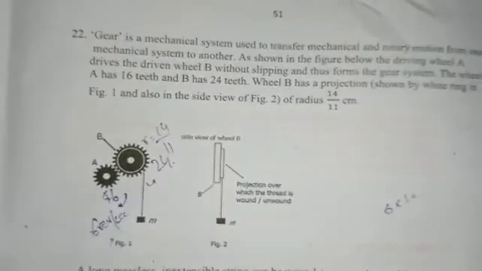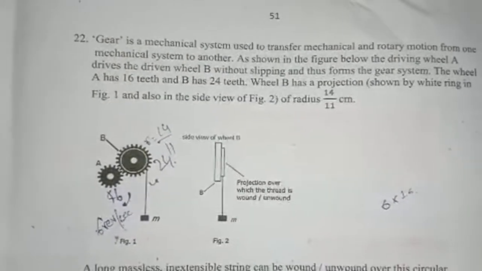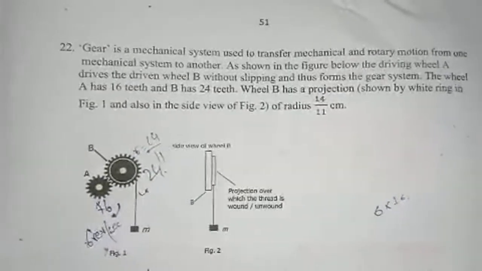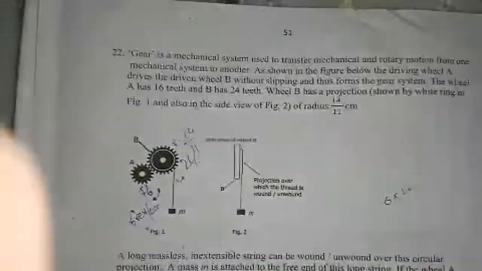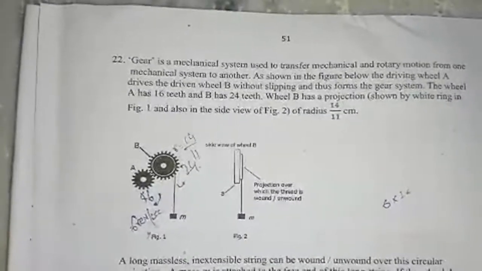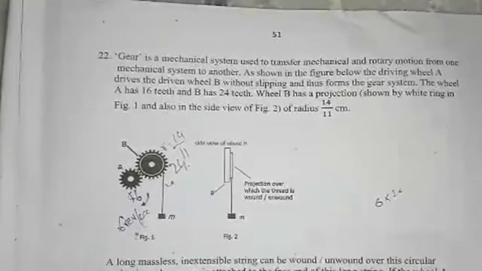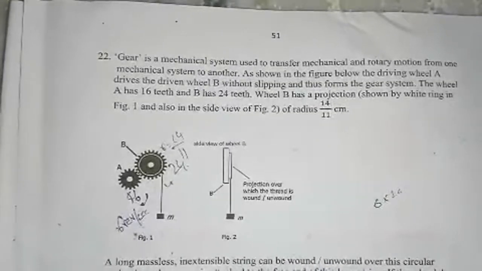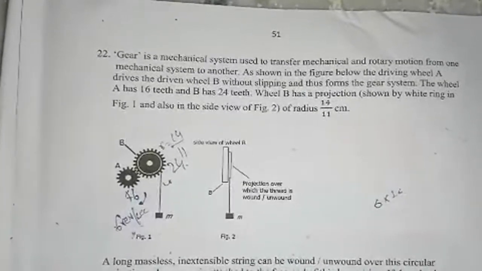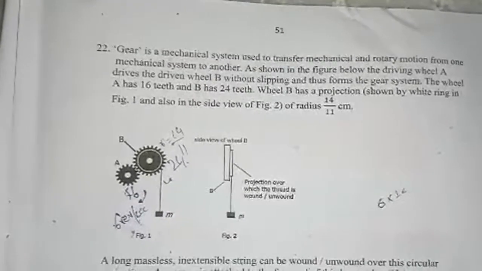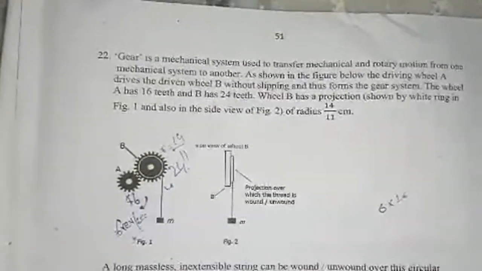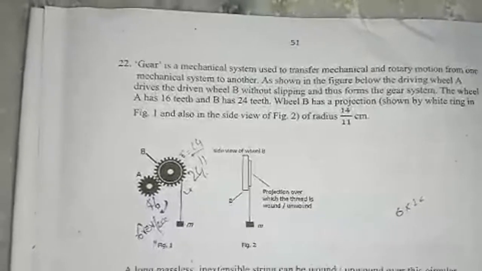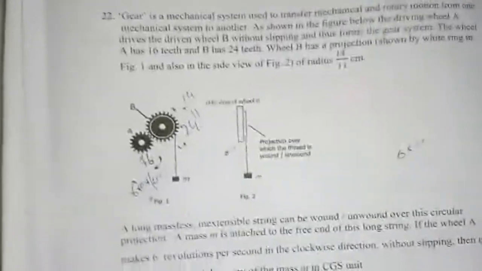Our next question is, gear is a mechanical system used to transfer mechanical and rotatory motion from one mechanical system to another. As shown in the figure below, the driving wheel A drives the driven wheel B without slipping and thus forms a gear system. The wheel A has 16 teeth and B has 24 teeth. Wheel B has a projection shown by white ring in figure 1 and also in the side view of figure 2 of radius 14 by 11 centimeters. These are the figures.